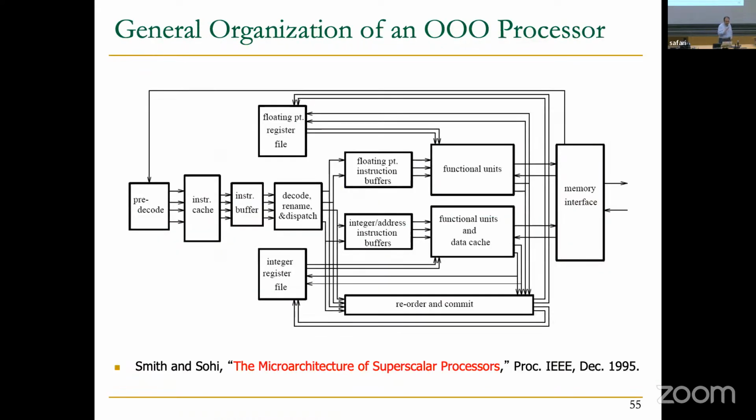Okay, so this is a general organization of an out-of-order processor. There are many blocks here, but what I'm trying to emphasize is this block, which does decoding, renaming, and dispatch, and you have the reservation station and functional units for different types of instructions. And here you have the reorder buffer to handle retirement and commitment of instructions. If you want to learn more about this specific design of an out-of-order processor, you can check this paper.